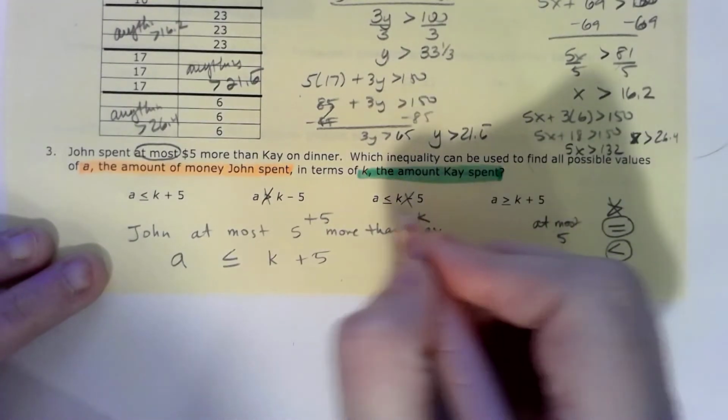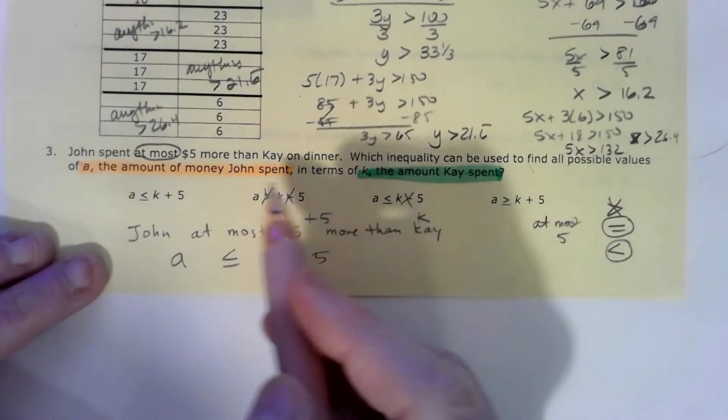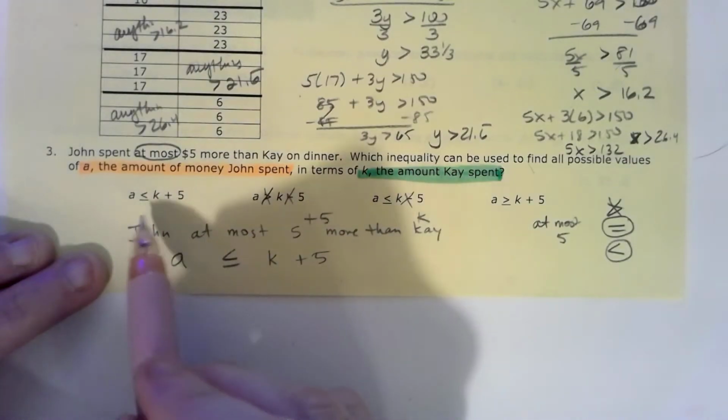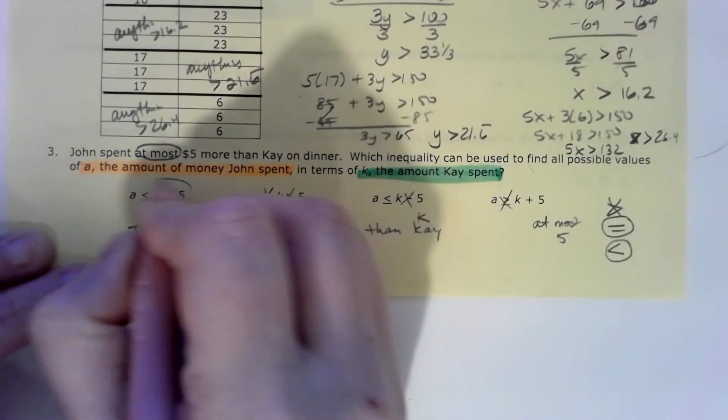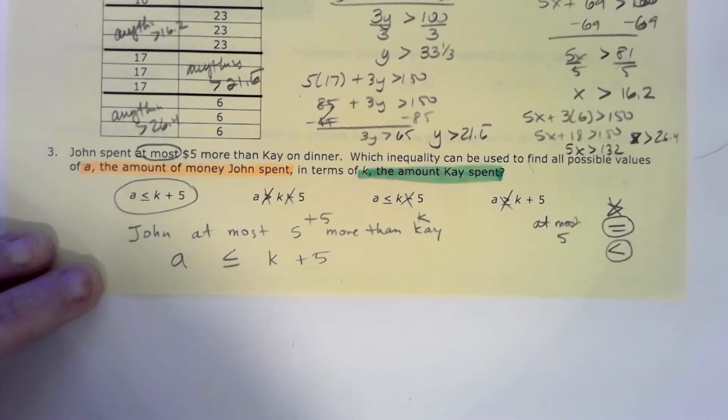Well, these two say K minus 5, so we know those. This one is super not it. This is less than or equal to, and this one is greater than or equal to. So I'm pretty sure it's got to be this one. Let me check and see if I'm right.